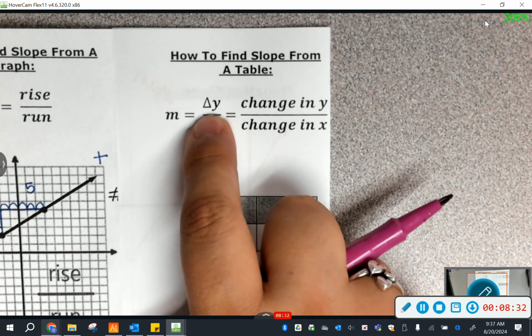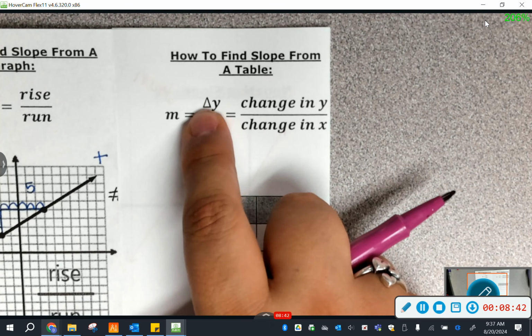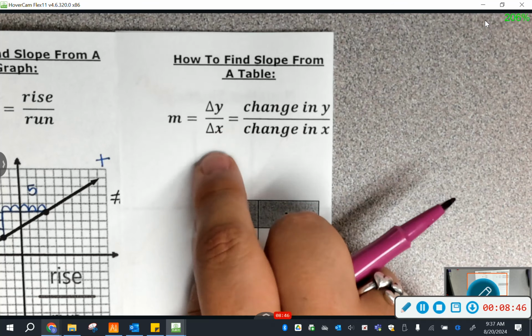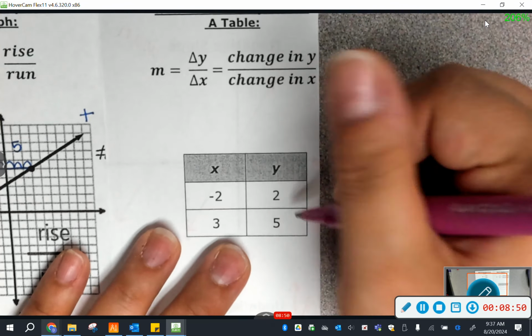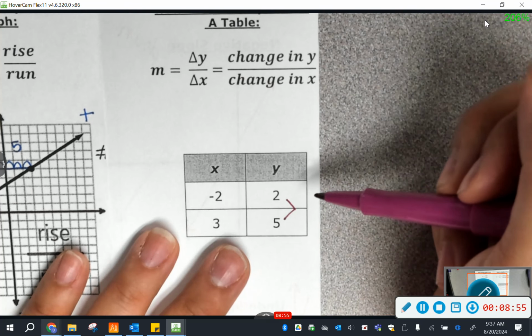And what is this little symbol called? Do y'all know? Not a square. That's called delta. It's a Greek alphabet letter. Delta just means change. So how is your y's changing? How is your x changing? So we do this by doing, I call them carrots. Did y'all do that in middle school?